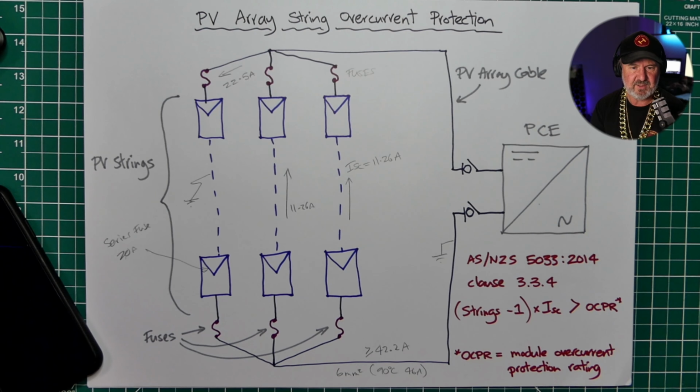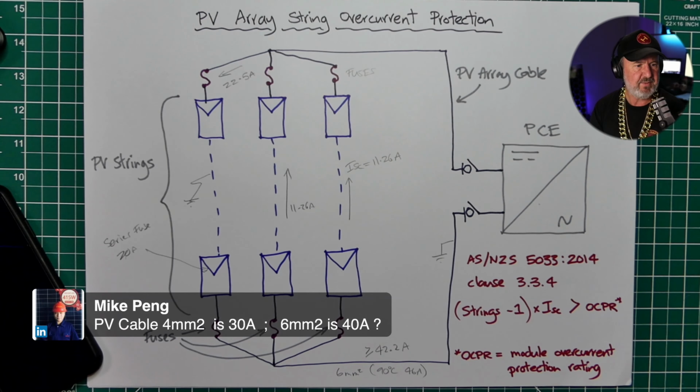So Mike's just asked me, so Mike says, let's have a look here. PV cable, 4mm, 30 amps, 6mm, 40 amps, question mark. Well, it depends. You can use 3008 or the manufacturer's recommendations. So it's up to you how you limit your or rate your cable. But 3008 is the guidance for Australia and New Zealand on current carrying capacity of cables. And it's very detailed, because it's not a simple answer like 4mm is good for 30 amps.